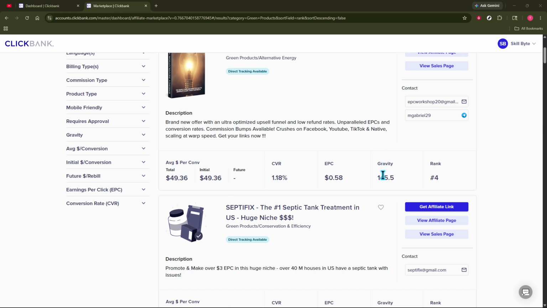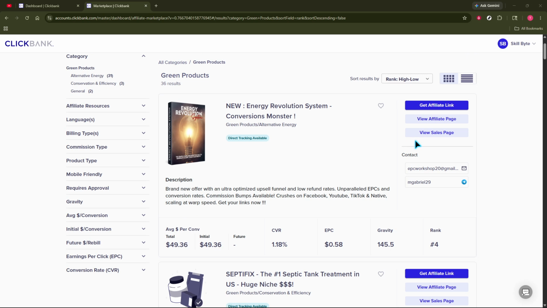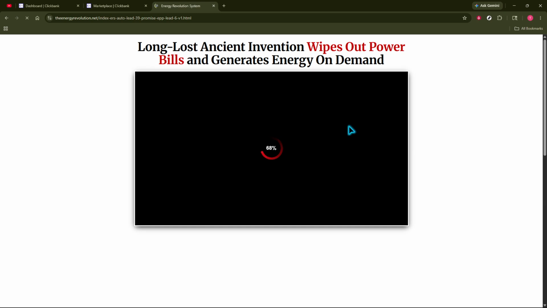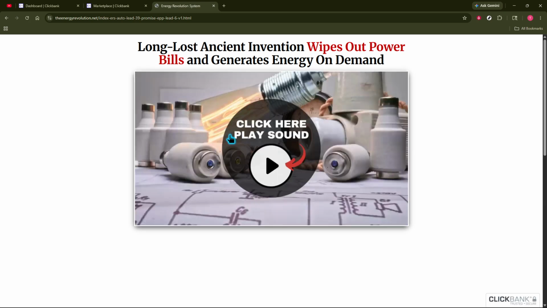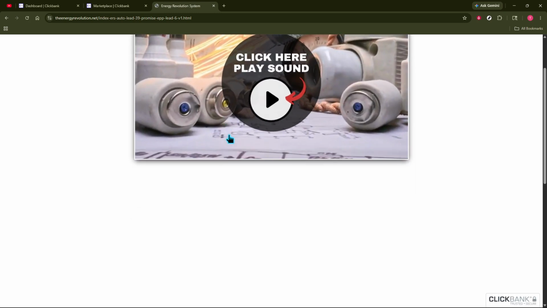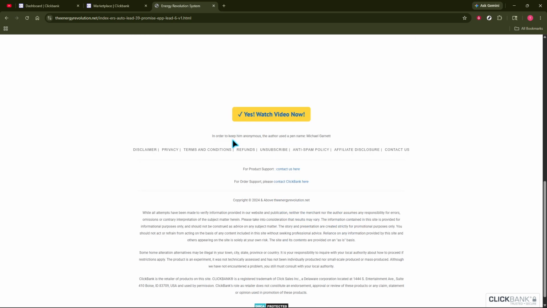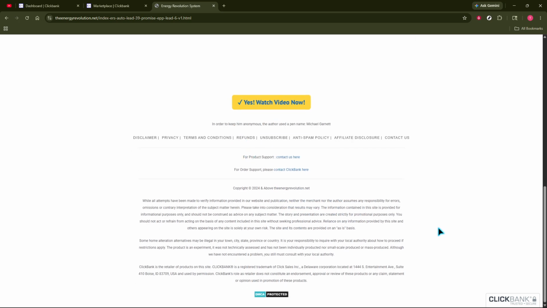For deeper insight, click into the product's page. Here you'll often see the funnel structure, including upsells and downsells, which can lift average earnings. You may also find affiliate tools, promotional materials like email swipes and banners, and vendor support information. Reviewing these resources helps you gauge professionalism and how easy it will be to promote effectively.